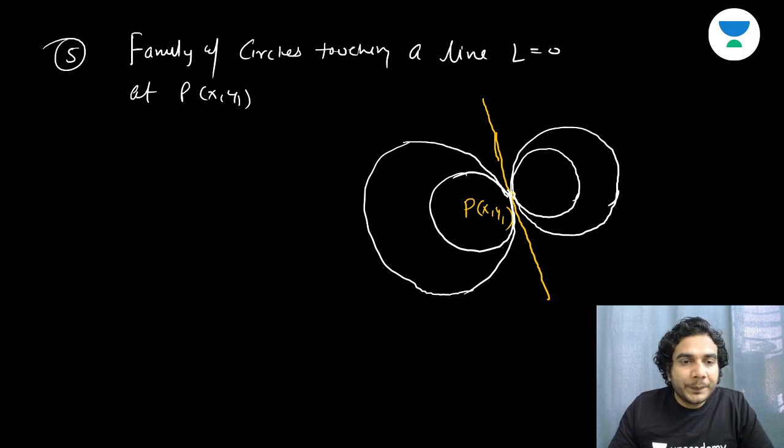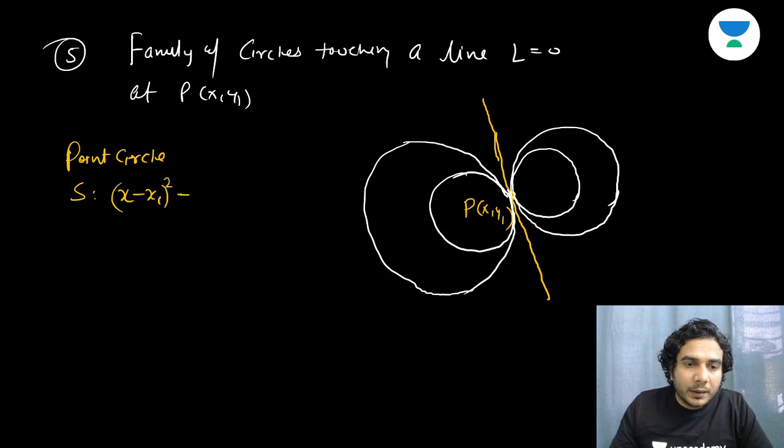So now let's see how to write the circle. You can write the equation of infinite circles, but the easiest case is to choose a circle of zero radius, that means a point circle. S is given by (x minus x1) square plus (y minus y1) square is equal to 0 square. Radius is 0. So this is a point circle which we are going to use.